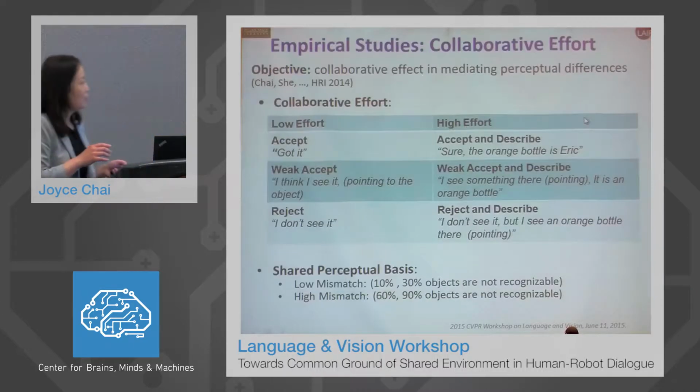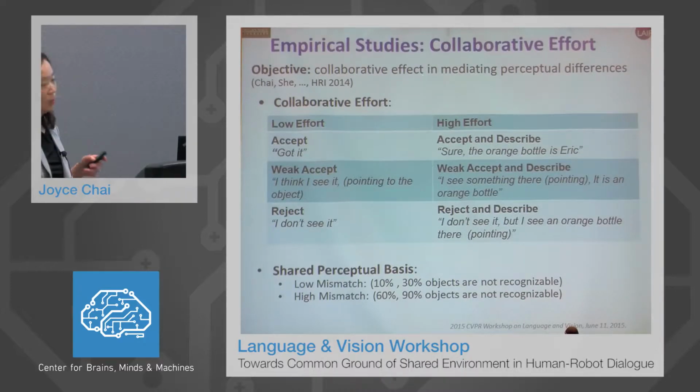All right. So we conduct empirical studies, and the objective of the study is to really study this collaborative effort in mediating perceptual differences. We're particularly interested in two dimensions of information. The collaborative effort was specifically manipulated into two levels. Low effort: the robot simply accepts or rejects a presentation from the human. High effort means that, in addition to rejecting and accepting, the robot proactively provides information about its own internal representation of the environment.